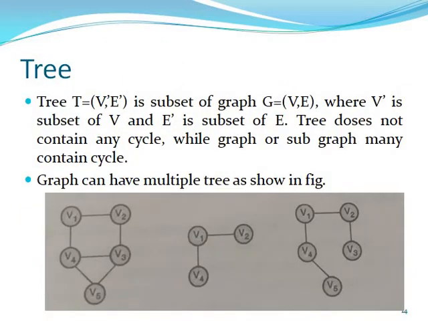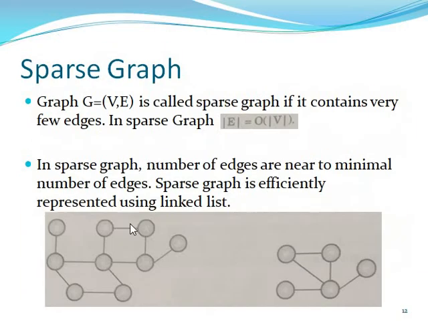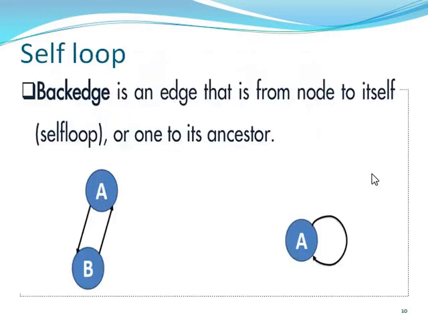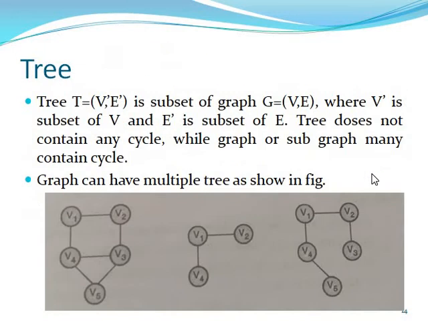Then the tree. T equals V dash and E dash, a subset of the graph G of V, E. So this is one tree. You have seen that a tree does not contain any cycle. This is the importance: a tree does not contain any cycle. It means that if you have this one cycle, A, B, B, C, and C, A, then a cycle is not allowed in a tree.